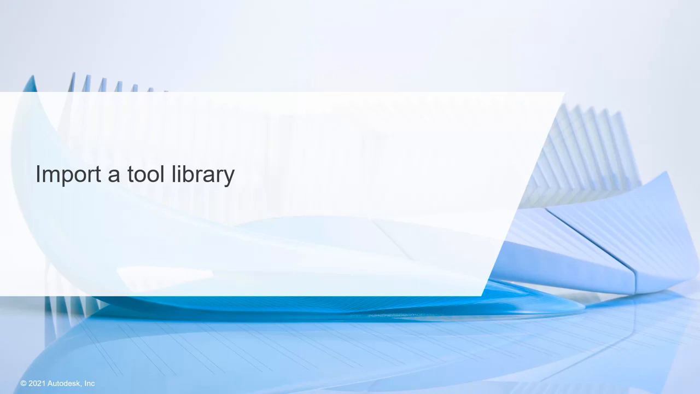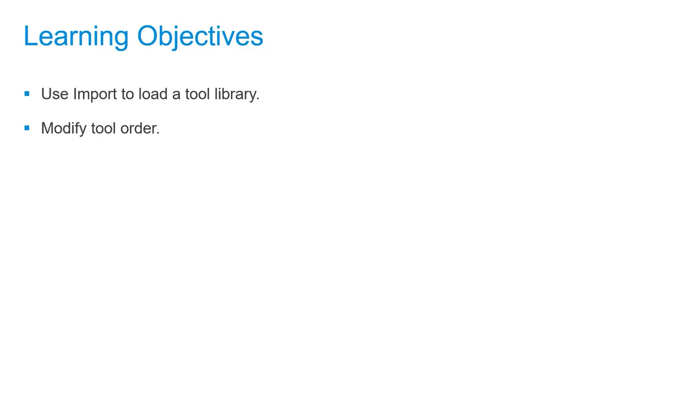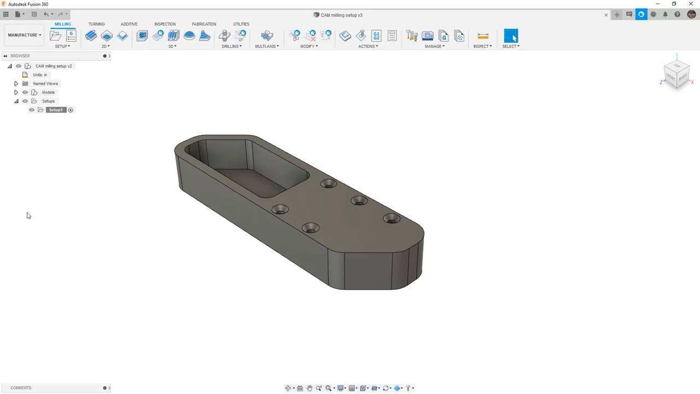Import a tool library. In this video, we'll use import to load a tool library and modify tool order. In Fusion 360, we're going to carry on with our CAM milling setup, but it's important to note that the tool library is independent of the design.